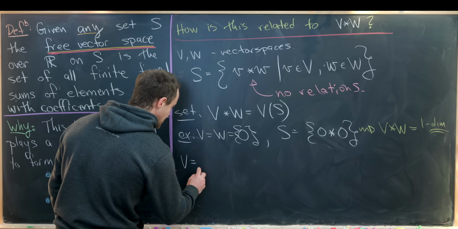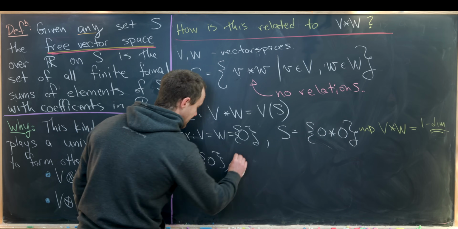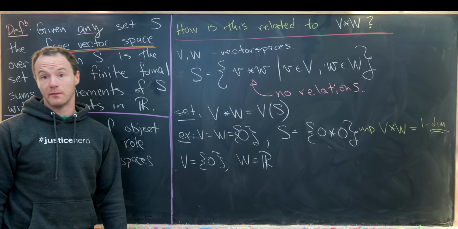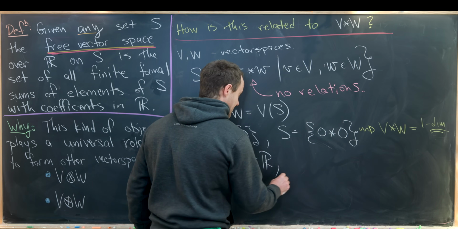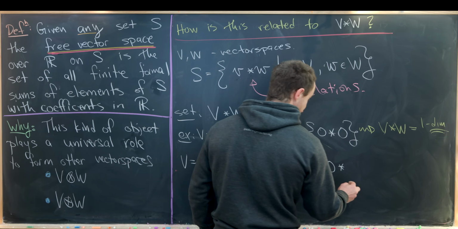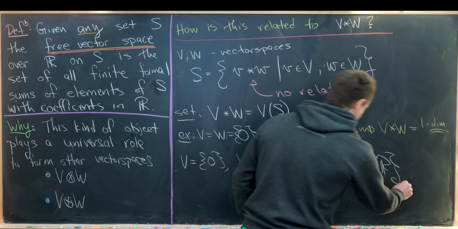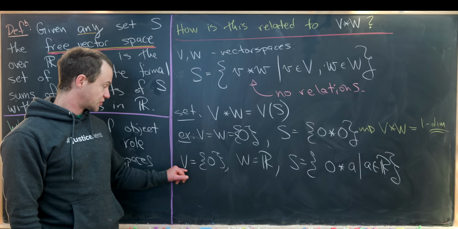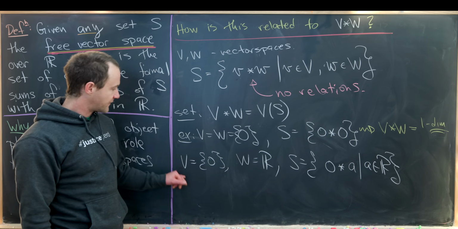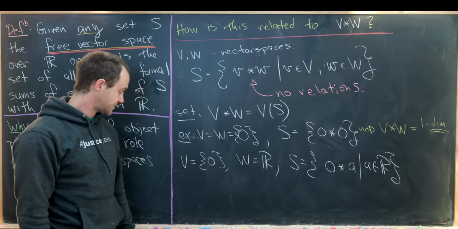So now let's maybe look at another example. So let's take V to be equal to the 0 vector space, and then let's take W to be equal to just the real numbers. So in that case, we have our set S will be 0 star a, where a runs over all real numbers. And that's because for choices of elements in V, we only have 0. But for choices of elements in W, we've got all real numbers.